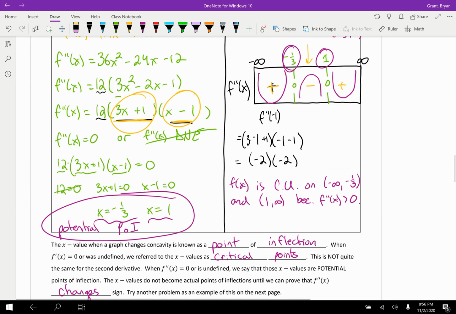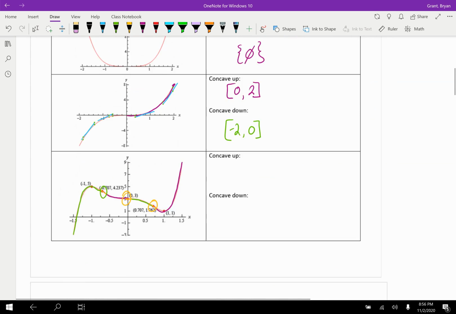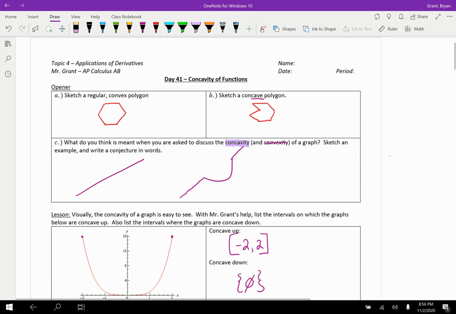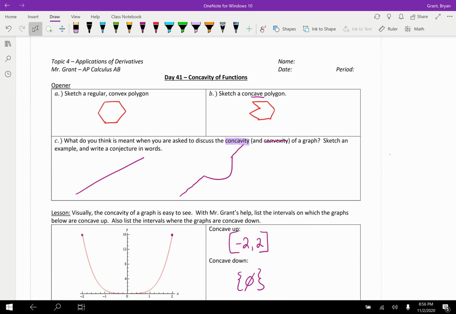So thank you as always for hanging out with me. Today we learned about concavity, or the flexiness of a function, the curvature of a function. We learned about points of inflection, which is where f double prime changes sign, where our graph changes concavity. Next class, we're going to come back and we're going to hit the second derivative test, which is, of course, very similar to the first derivative test.